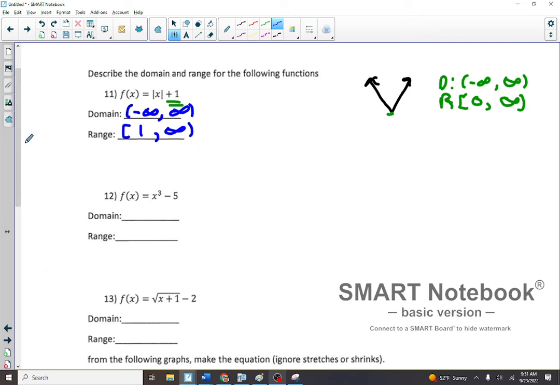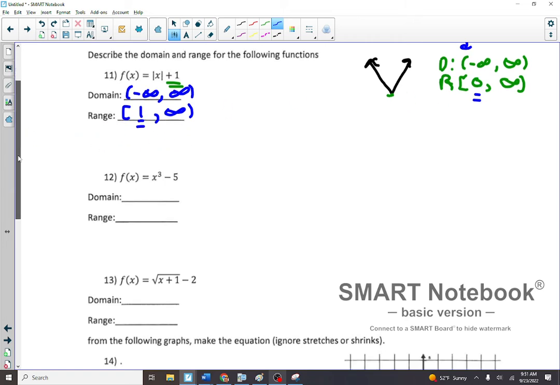What's the point of the graph, right? This is the parent function to help you visualize. And this right here is the parent function's normal domain and range. This plus 1 causes the range to go from 0 to 1.